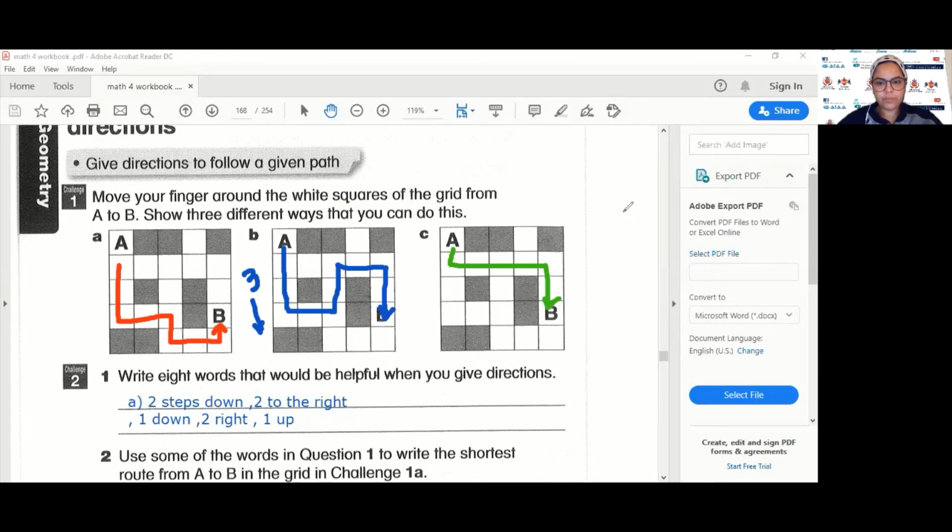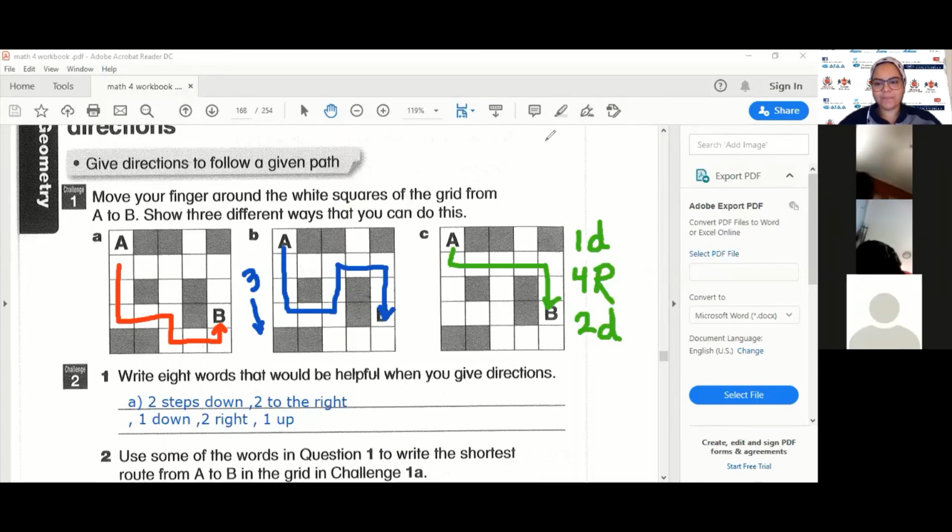Yes. 1 step down. 1 step down. Very good. 4 steps to the right. 4 steps to the right. Excellent. 2 steps down. Yes, and 2 steps down. Very good. So these are the 3 paths that he's talking about to move from A to B. Thank you so much, ya Mehdi.